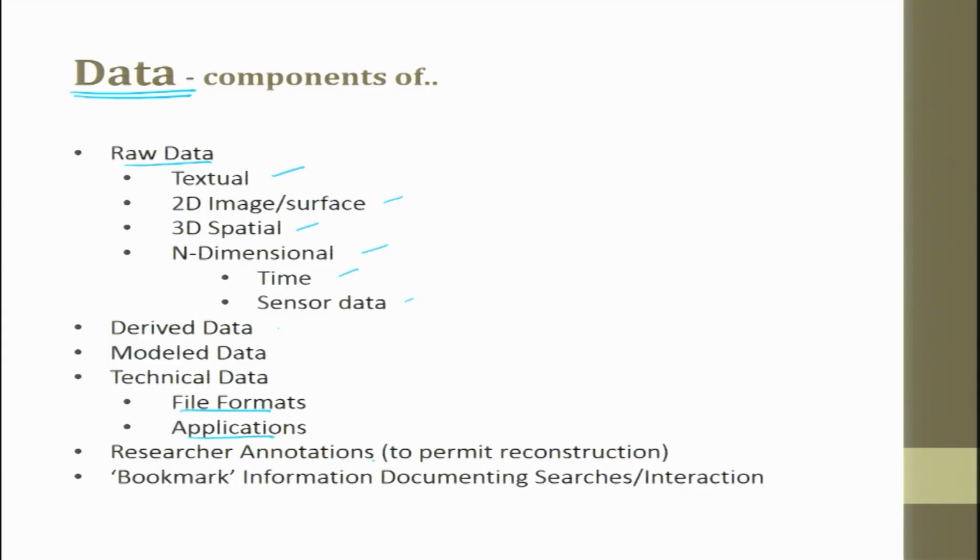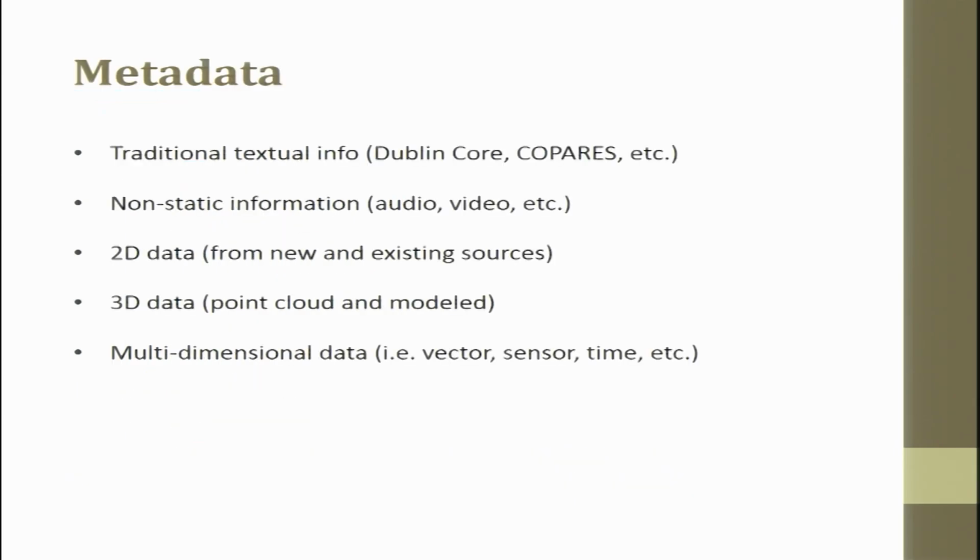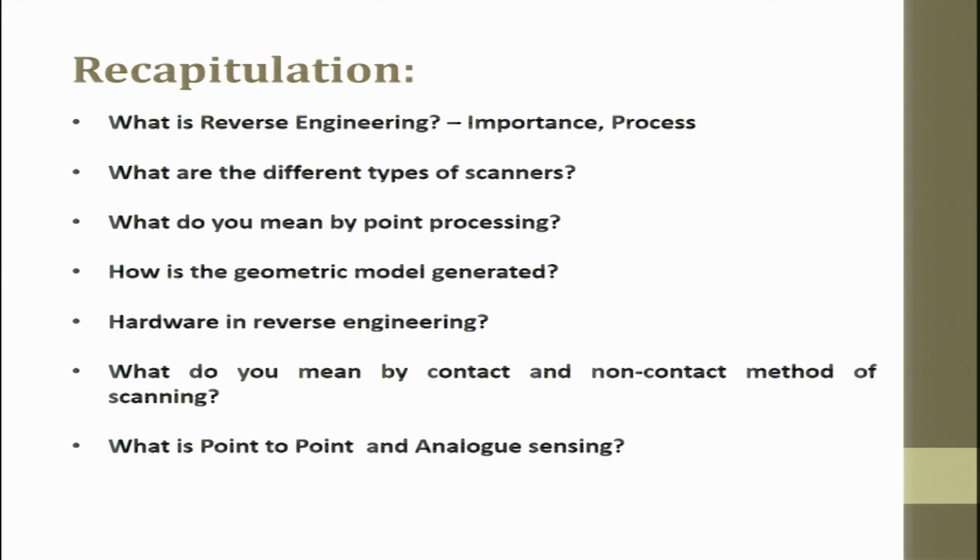Researchers' annotations to permit reconstruction, and bookmark information documenting searches and interactions, can be done. Metadata is the other new form which is available. Traditional textual information will be available in Dublin Core or similar standards. Non-statistical information, audio, video, etc. will be available. 2D data from new and existing sources will be used, as well as 3D data, point cloud and model data, and multidimensional data: vector, sensor, time, etc. These will be used for generating the reverse engineering data.